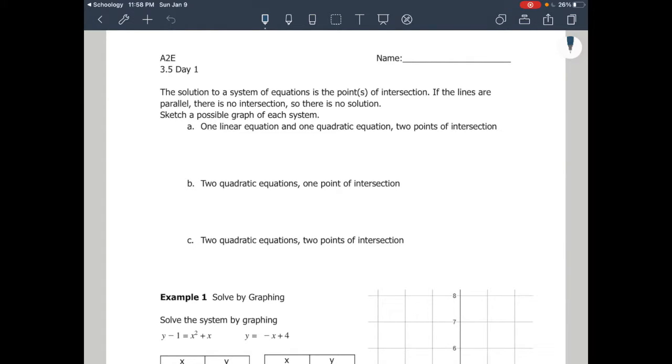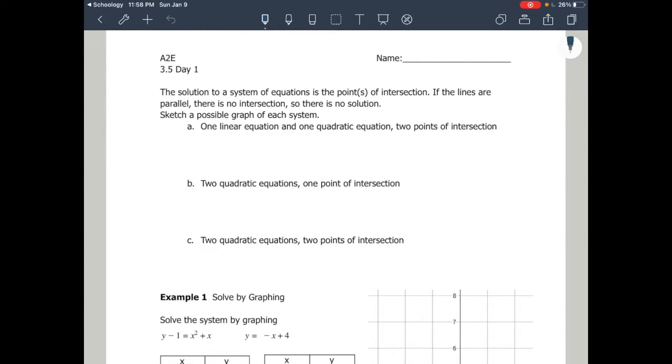Okay, so we are doing 3.5 day 1. Just a heads up, I will not be here this week, so you'll have videos for the lessons. So today is going to be about intersections of different graphs.